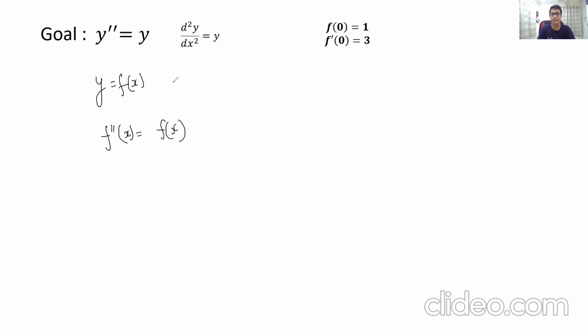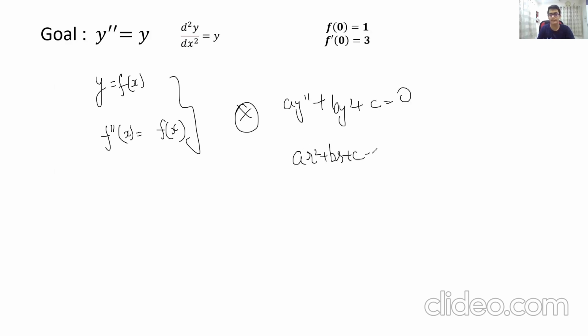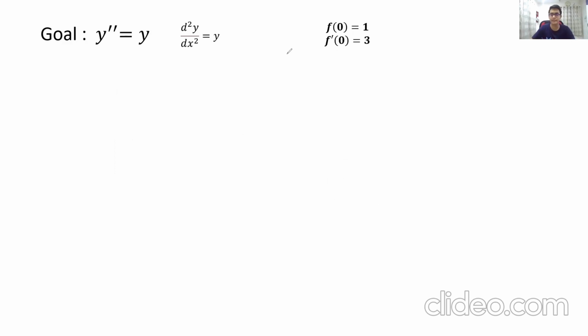And now today we are not going to be using the usual method, which is where you have ay double prime plus by prime plus c is equal to 0. Then you convert this into the characteristic equation ar squared plus br plus c is equal to 0. Then you have solutions depending on whether the discriminant is greater than 0, less than 0, or equal to 0.